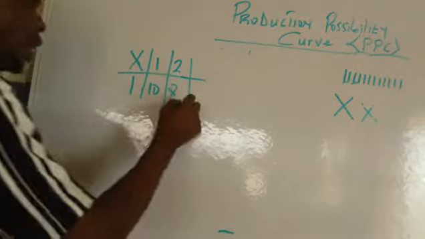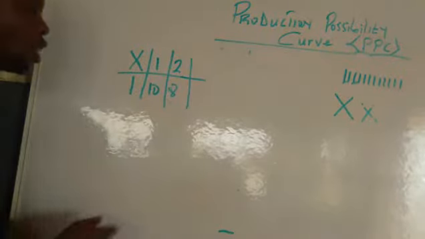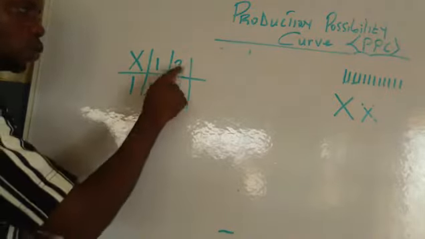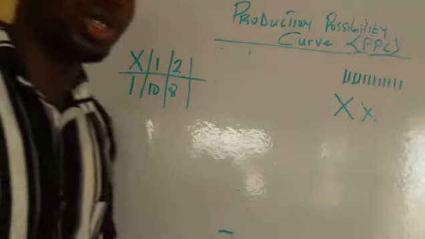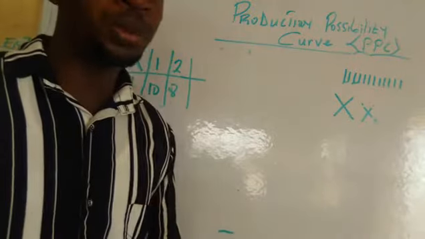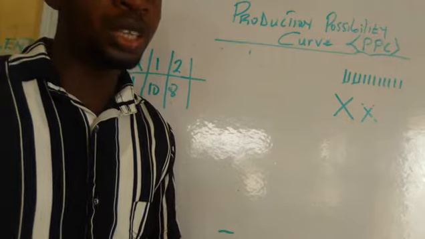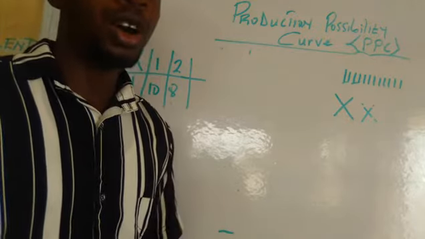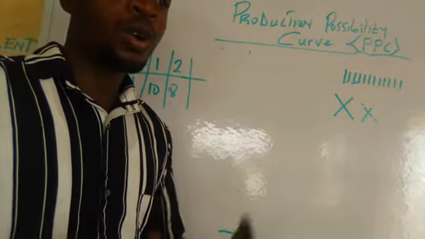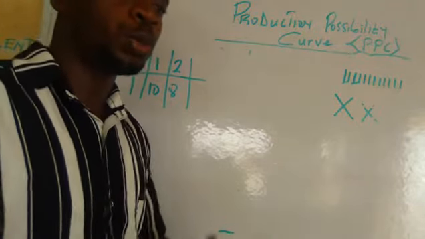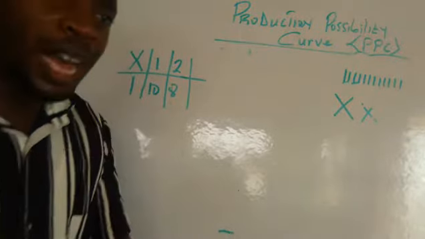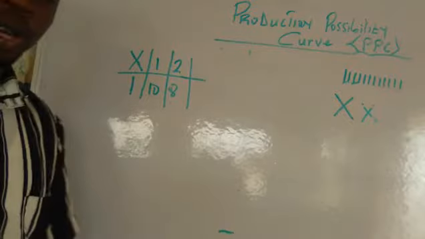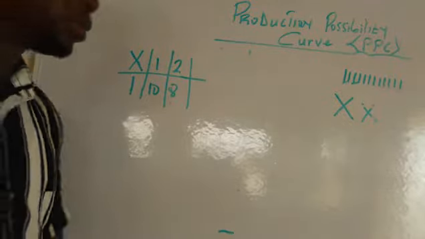If you look at it very well, some number of commodity I has been reduced so that we can produce more of commodity X. That is opportunity cost. It means that the production possibility curve is working on opportunity cost, that is, the alternative forgone. For more units of one commodity to be produced, the units of the other product need to be reduced.